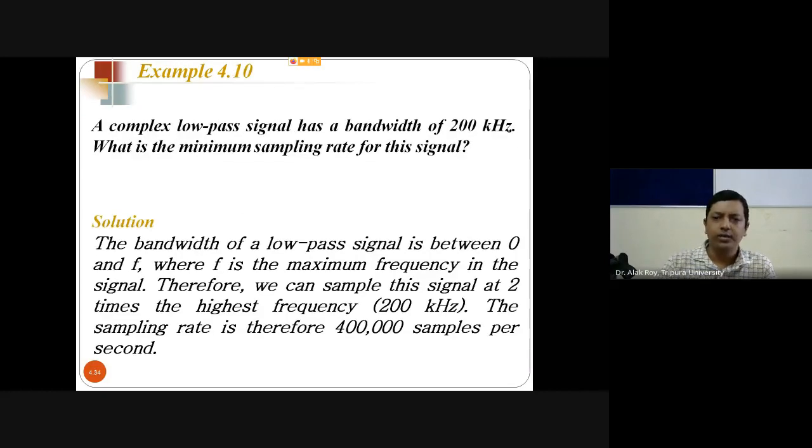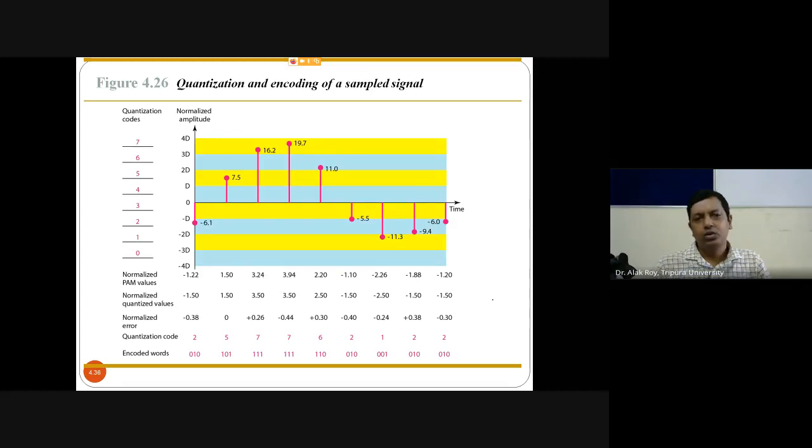Some numerical for you. Go with this numerical. You will be able to get it.